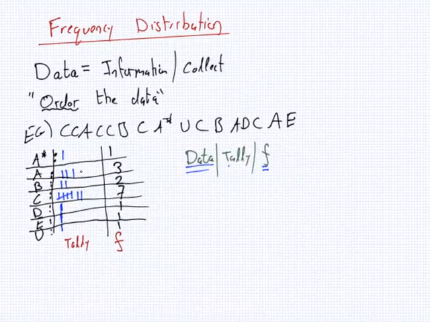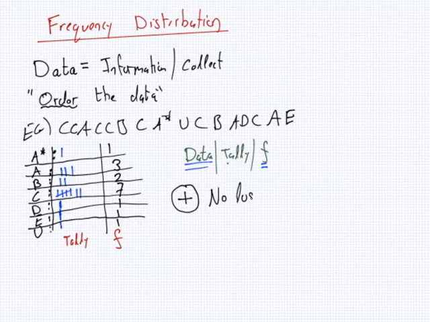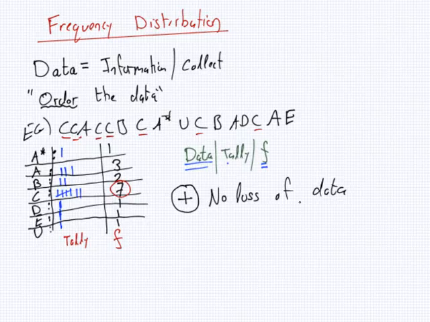Now, what's nice about it, an advantage, is that there's no loss of data. So for example, in the data I can see I have 1, 2, 3, 4, 5, 6, 7 C's, and I can see in the table I also have 7 C's. There are some statistics which we'll do very soon where there is a loss of data, where the information that you write doesn't include everything. So there's no loss of data in this statistic.